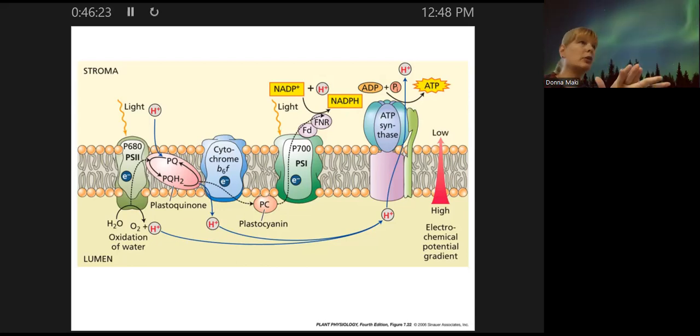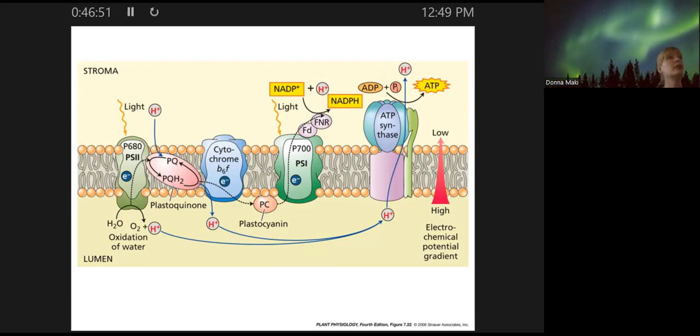Okay, one more idea really quick, and then we're going to talk about it again next week. As all of this is happening, there is this proton situation going on, right? We said that with the help of PQ and the Q cycle, you get protons disappearing from the stroma and showing up in the lumen. So you get this proton gradient. That's another key thing of what's happening here.